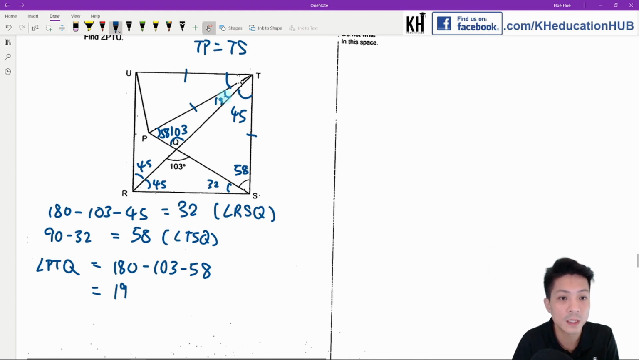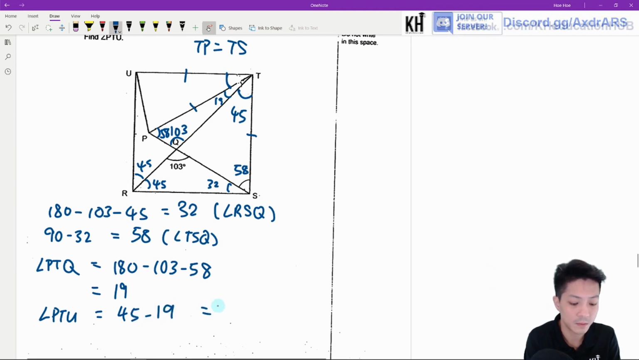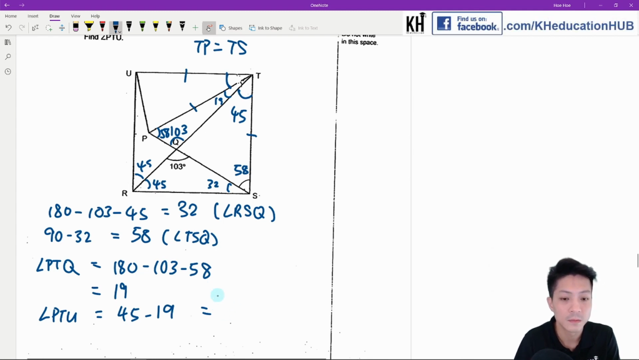Okay, which means that I can find QTU. QTU is equals to 45 minus 19. Okay, which is 26 degrees.